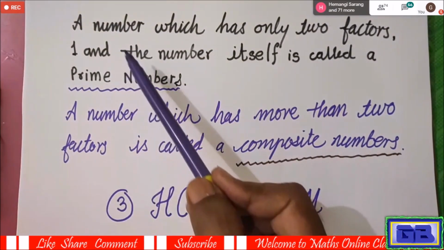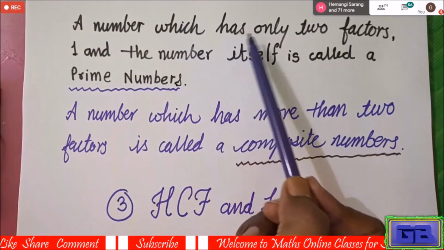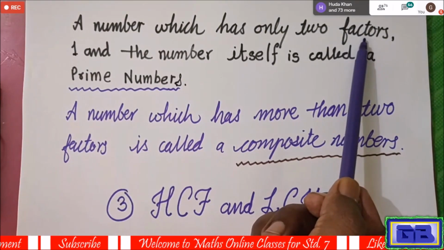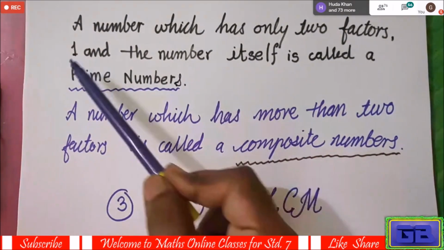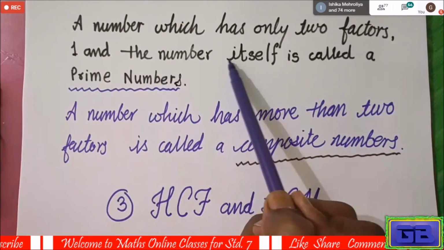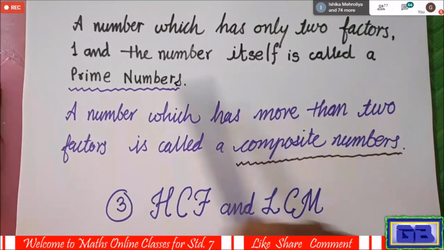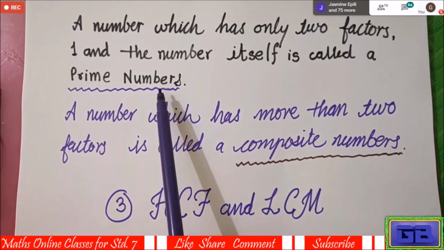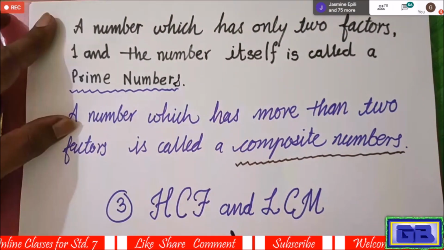Now what is prime numbers? A number which has only two factors. I will explain what is meant by factors. One and the number itself is called prime numbers. Let me explain this prime numbers.